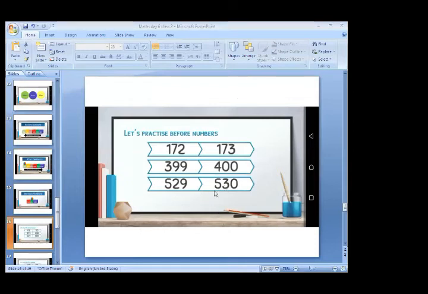The third number is 530. So think which number comes before 30. 29 comes before number 30. So you will write here 529.